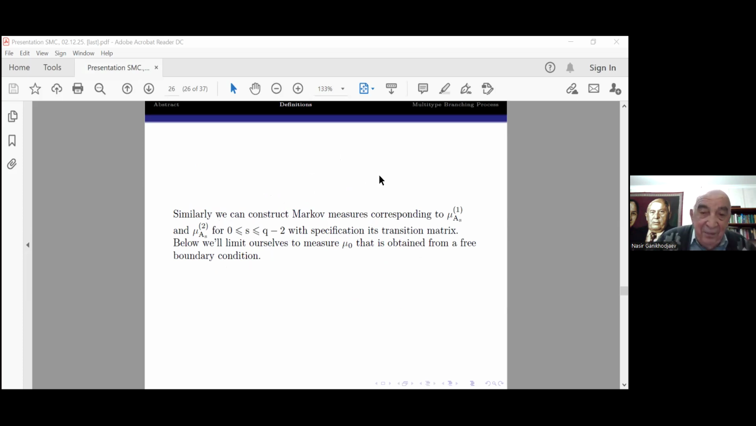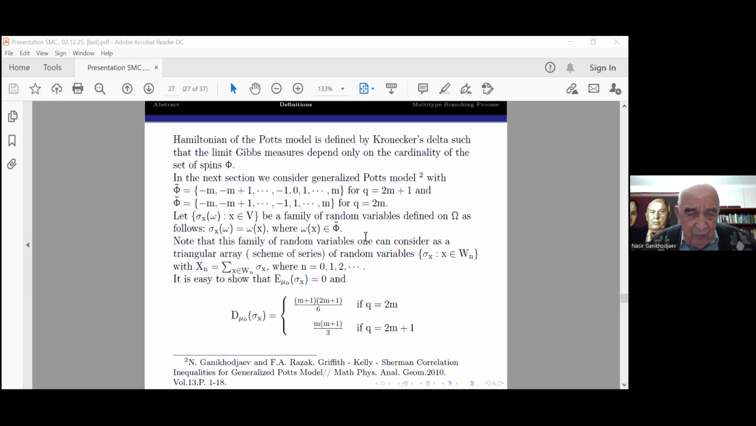Similarly, we can construct other Markov measures for other roots, but here I will limit myself to only mu_0 because it requires simpler calculations. Since the Hamiltonian of the Potts model is defined by Kronecker's delta, the limit Gibbs measure depends only on the cardinality of this set of spins. For this reason, instead of 1 up to q, we will consider spins on integers. F tilde is from minus m till m, if q equals 2m plus 1, and the same without 0 if q equals 2m.